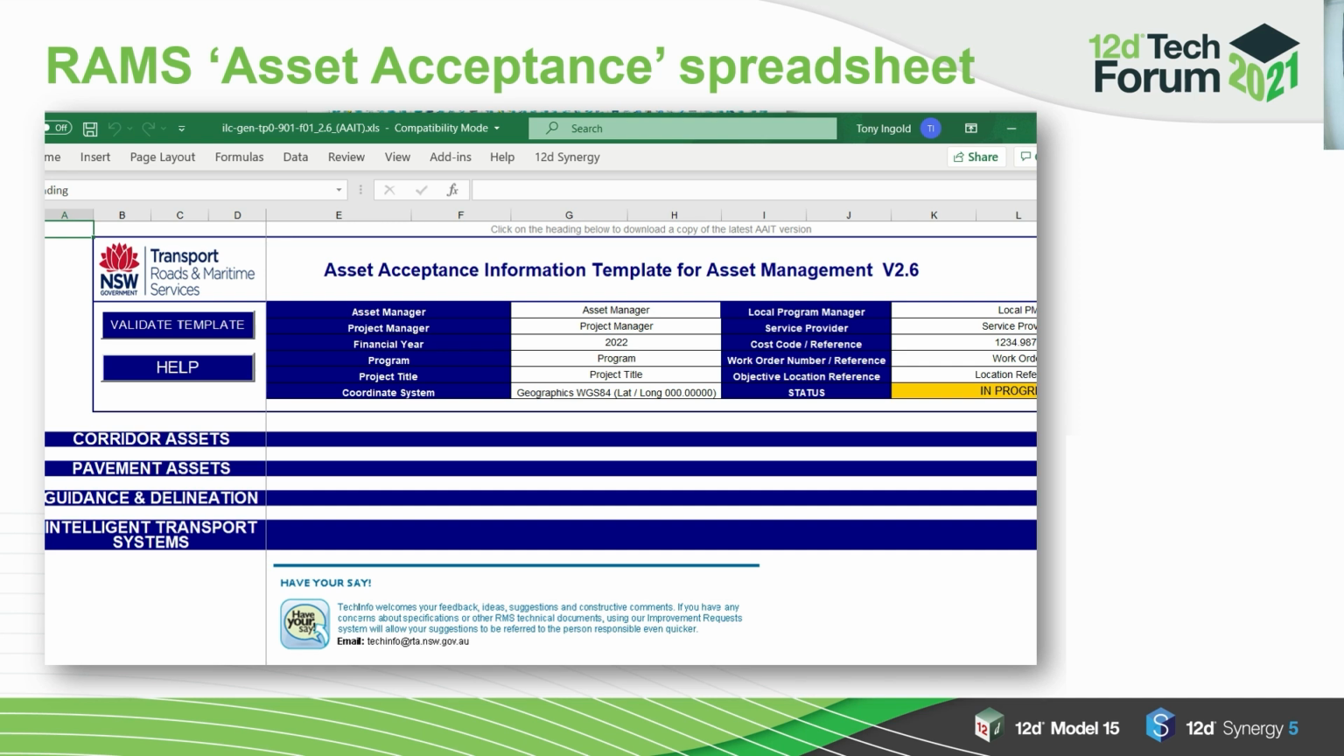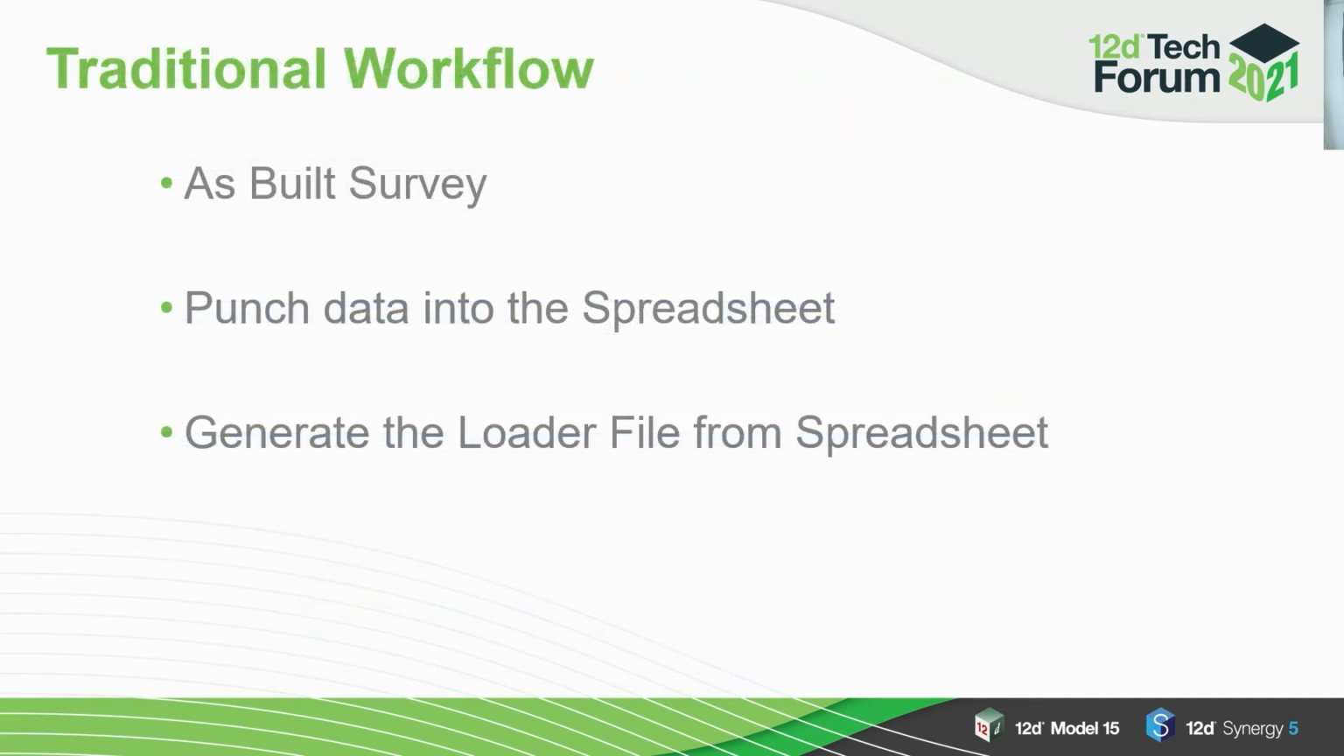Well, it turned out to be a little more to it than that, as you'll know if you've had anything to do with RAMS. RAMS is the asset database used by Transport for New South Wales for highway assets. To get data into RAMS, the traditional approach has been to use the as-built survey, punch a load of data from that survey into the RAMS spreadsheet, punch a load of other data from wherever else into the RAMS spreadsheet, and generate the loader file from the RAMS spreadsheet.